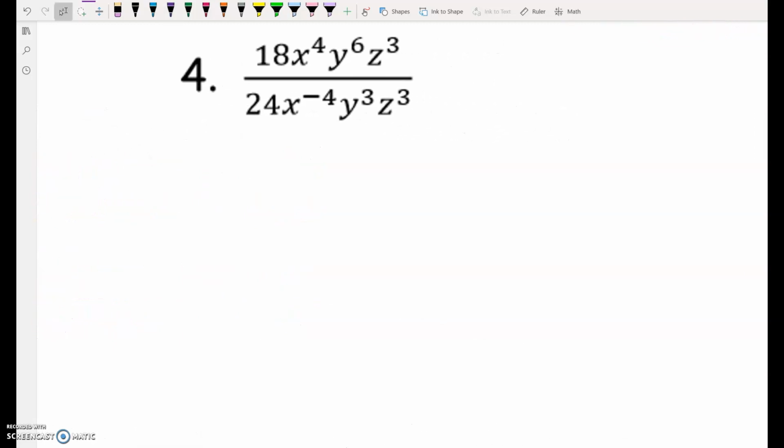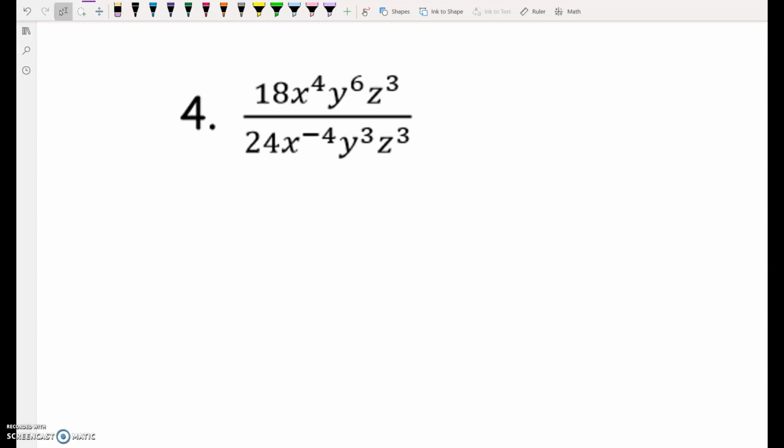Okay. This one is all nicely lined up already. We've got the numbers. We've got the x's. We've got the y's. And we got the z's. All right, the numbers.